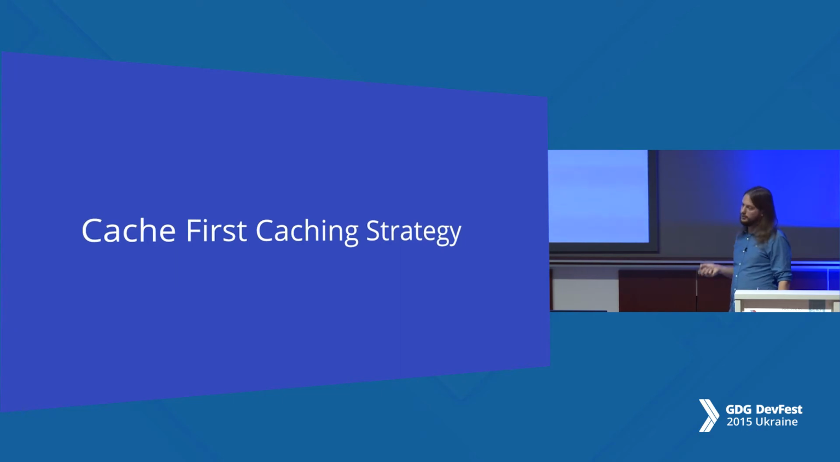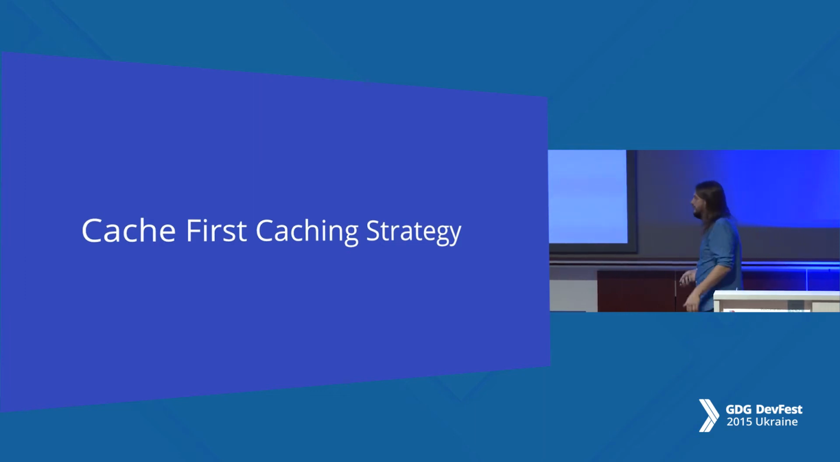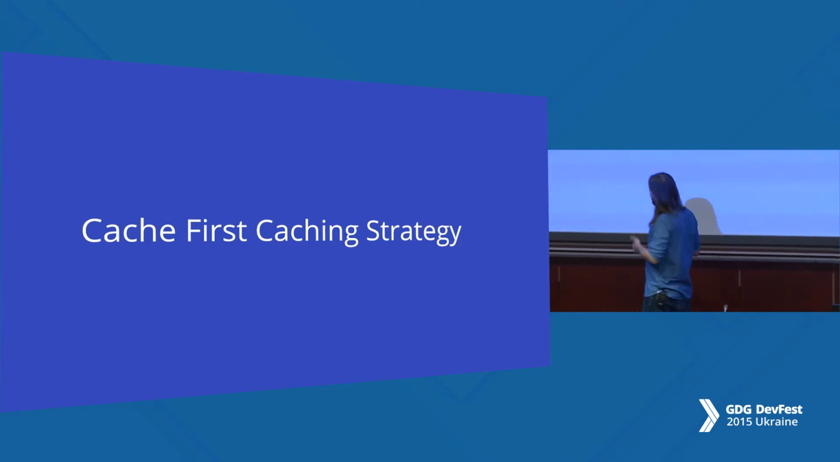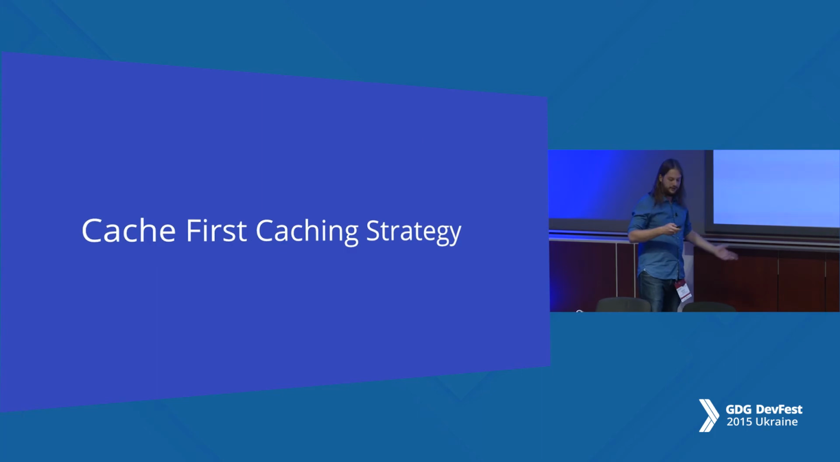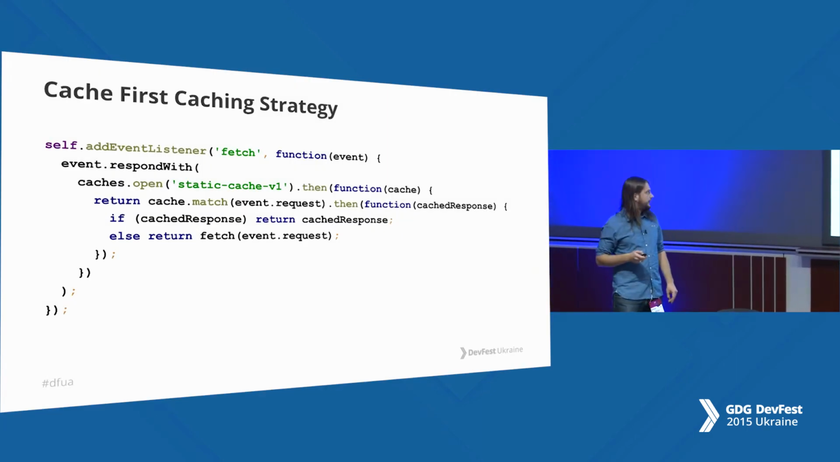And let's go to another scenario, the cache-first caching strategy. So what does it mean? It means that I first go to the cache, I check if something is in the cache. If it is in the cache, I return it. If not, I go to the network. Normally, this caching strategy is applied to static files, so static files that we've installed on the install step, for example. Let's look at how it could be written.